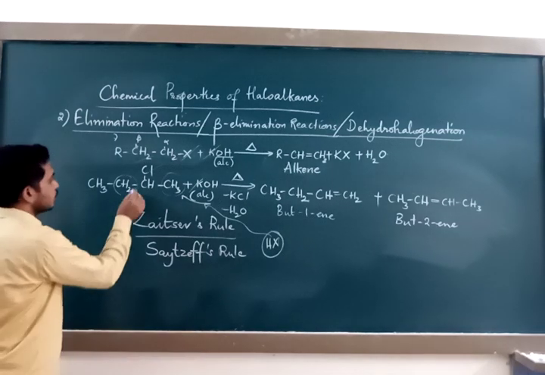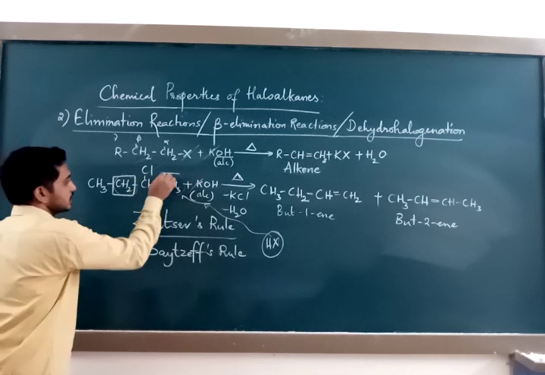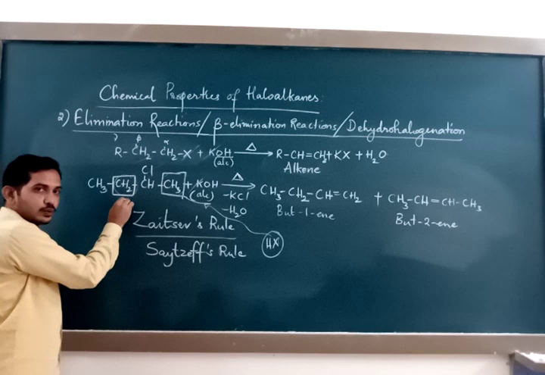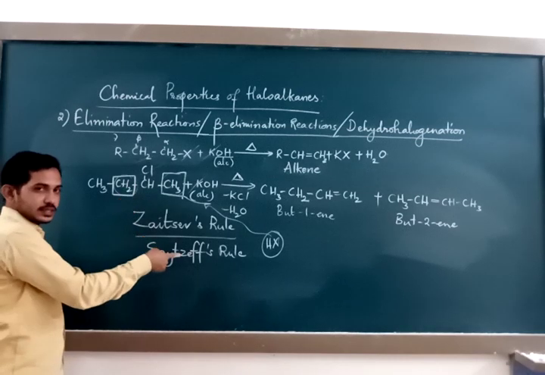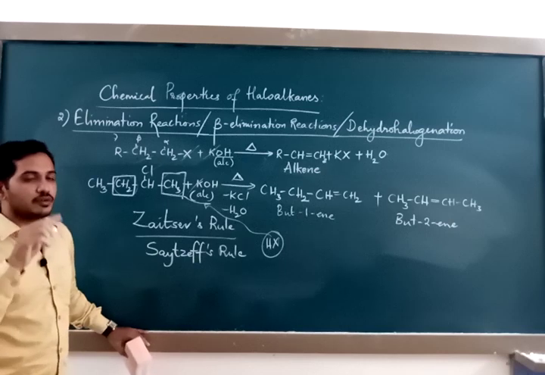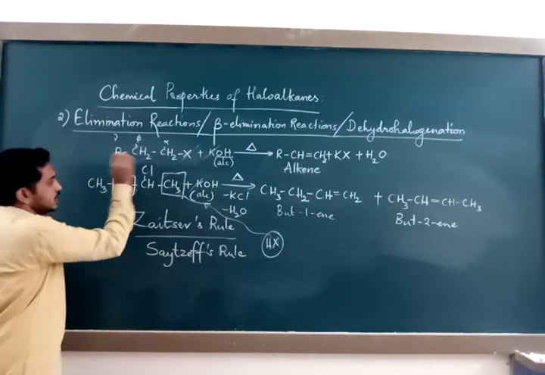Now you have two possibilities. This was first, this was second. This carbon has 3 hydrogens, this carbon has 2 hydrogen atoms. So what does the rule say? It says that hydrogen should be removed from the carbon containing less number of hydrogen atoms. So you are supposed to remove from this carbon.